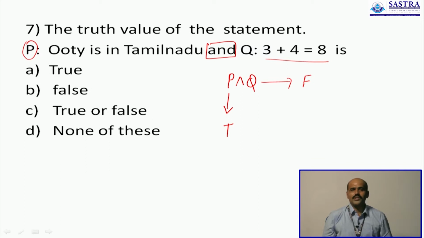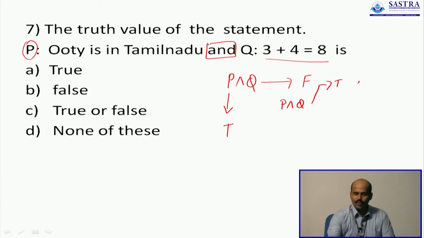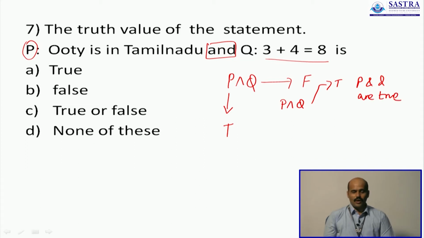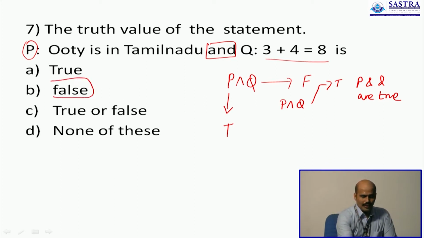Now when you do a conjunction between these two, if you can recall the fundamentals behind the truth values of the connectives, you will see that P and Q will take a true value only when both P and Q are true. Here P is true and Q is false, therefore the connected statement will take a false value.